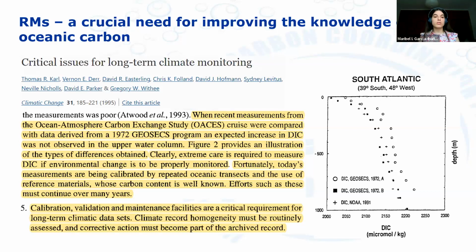So in the figure on the right, that is from that paper, they show how the increase in DIC that is expected from an increase in anthropogenic carbon between the 1970s and the 1990s was undetectable due to the non-existence of reference materials in the 1970s, even though the laboratories were very capable of doing the measurements. Therefore, these reference materials are crucial for monitoring the efficiency of the oceanic carbon sink and ocean acidification signals.